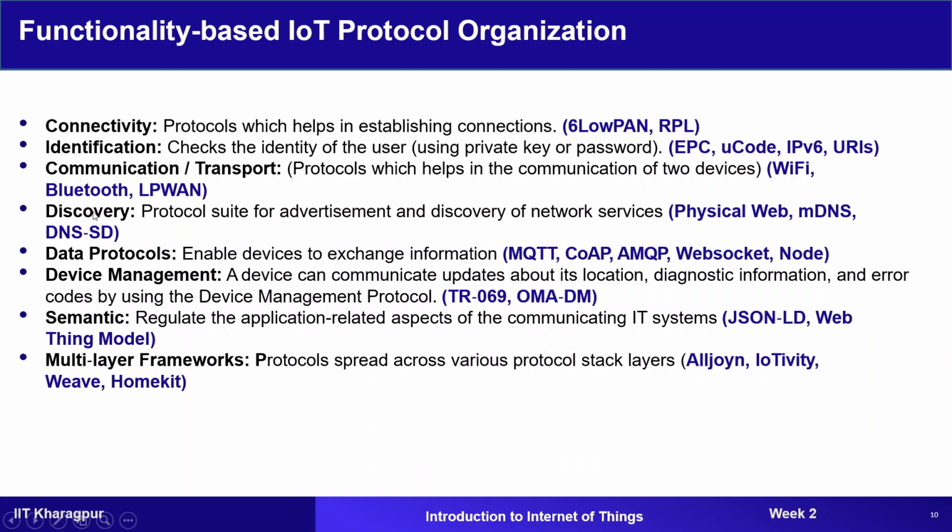After that, data protocol. Now this data protocol is useful in exchanging information between two devices. Basically a communication protocol is used to establish the communication between two devices, and data protocol will tell how this exchange of messages or data will take place. The examples of data protocols are MQTT, CoAP, AMQP, WebSocket, Node. These are the examples.